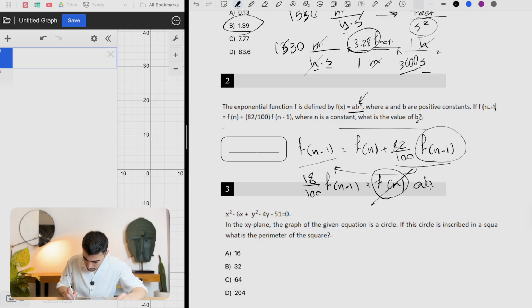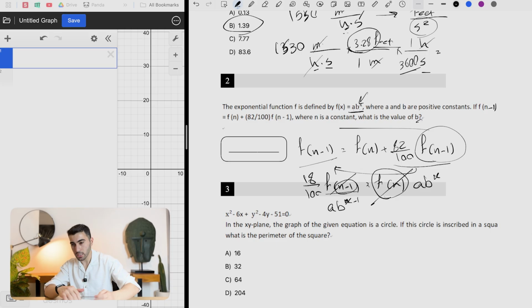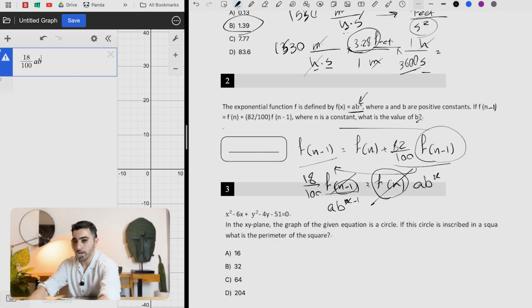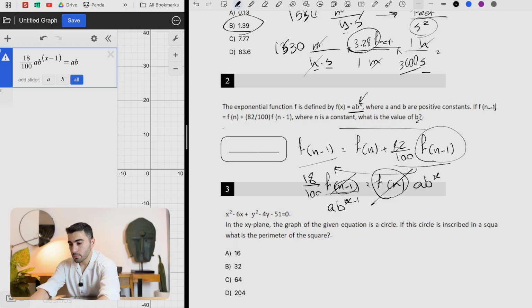Now here, a b to the power of x, I'm going to write in terms of x rather than n to make it simple. And f of n minus 1 means whatever this n minus 1 is, you plug that into x. So it's going to be a times b to the n minus 1, or a times b to the x minus 1. Same thing. So this is also a times b to the x minus 1. All right, so now we can put this into Desmos and see what is going to happen. I have 18 over 100 times a b to the power of x minus 1, and this is equal to a b to the power of x.